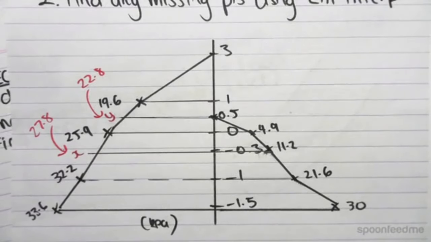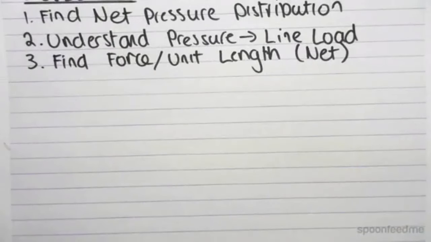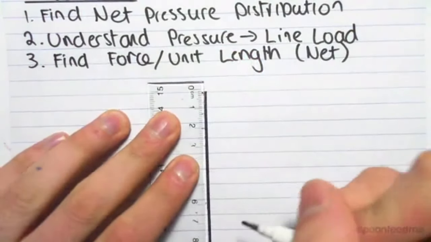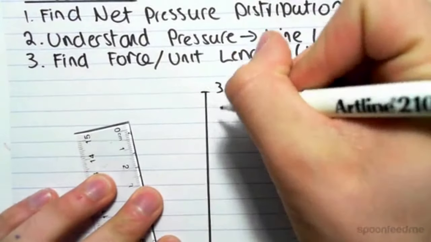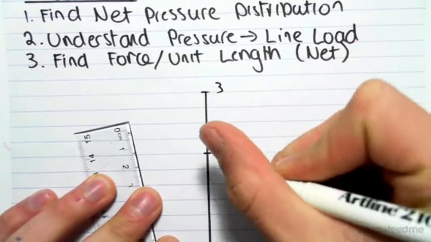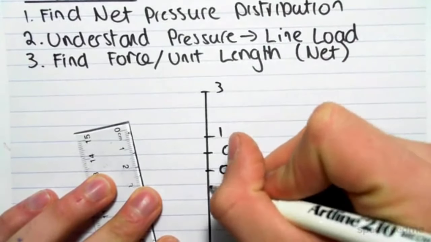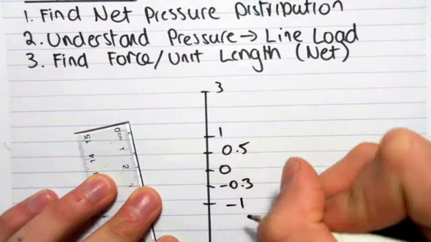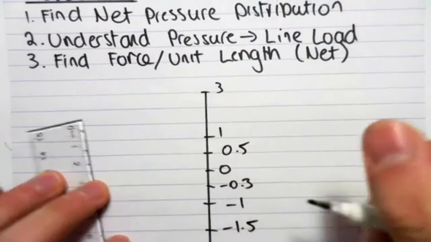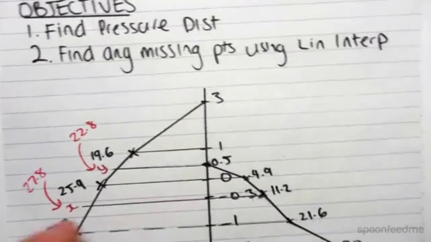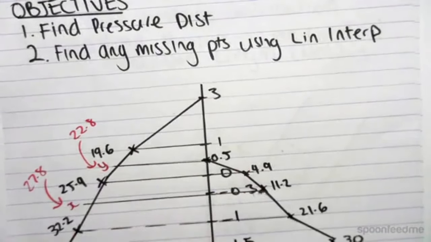So the first thing we're going to do is just convert this into a net pressure distribution. So it's very easy to do. We're going to redraw our wall. So we have the points 3 meters, 1 meter. Once again, doesn't have to be to scale or anything, it's very rough. 0.5, 0, minus 0.3, minus 1, and minus 1.5. Okay, so that's our different heights. So all we do now is we look at corresponding points and subtract them from each other.